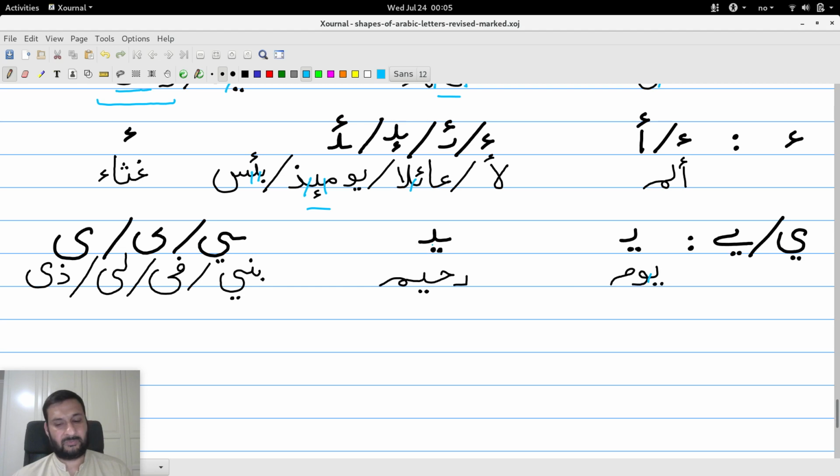If ya appears in the middle of the word, it looks like this. Ra, ha, ya, and meem. There's your ya right there. If ya is ending in any word, then it may have different forms. This is the most logical form which you may figure out. So this is just a ya with an extended line like the previous letters. This is a special way of writing ya, and this is also ya. It can appear like this.